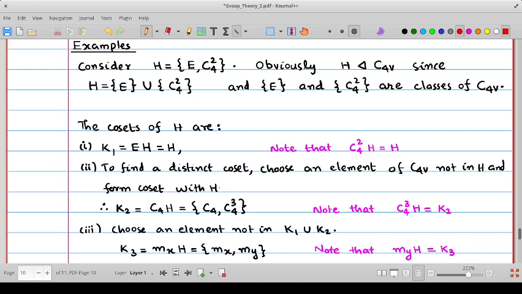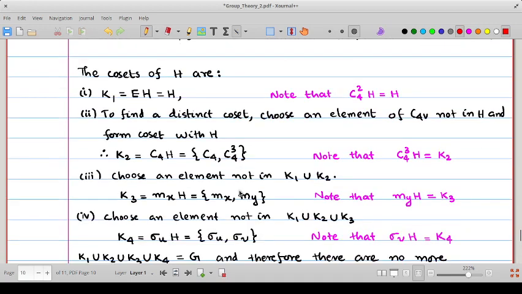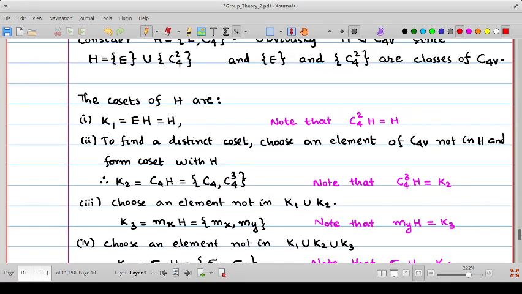So C4 times E is C4, and C4 times the next element C4 square is C4 cube. So we got C4 cube. So the second coset is C4 and C4 cube. One should also check that if I multiply this coset with the other element C4 cube in the coset, we will get the coset back.